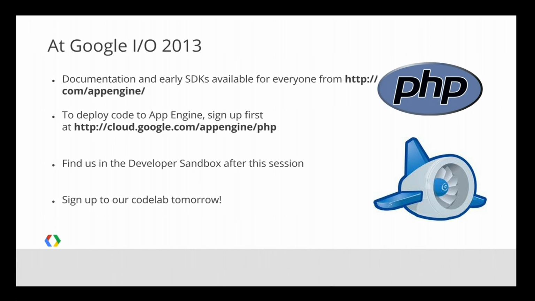To do that is very, very simple. Just head on to cloud.google.com/appengine/PHP. There's a self-service site to get set up, and we'll be whitelisting you as soon as we can.